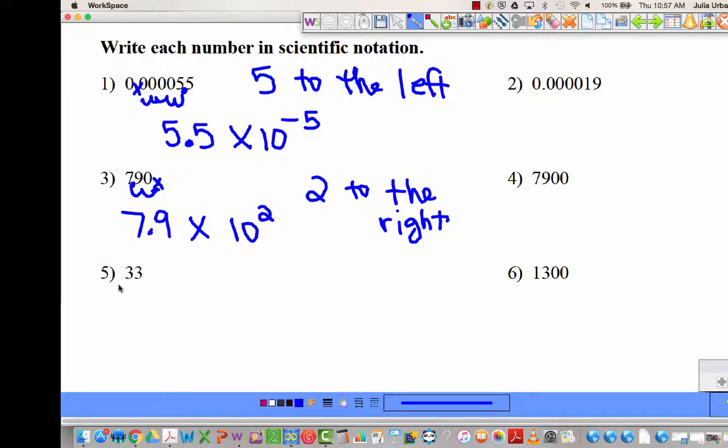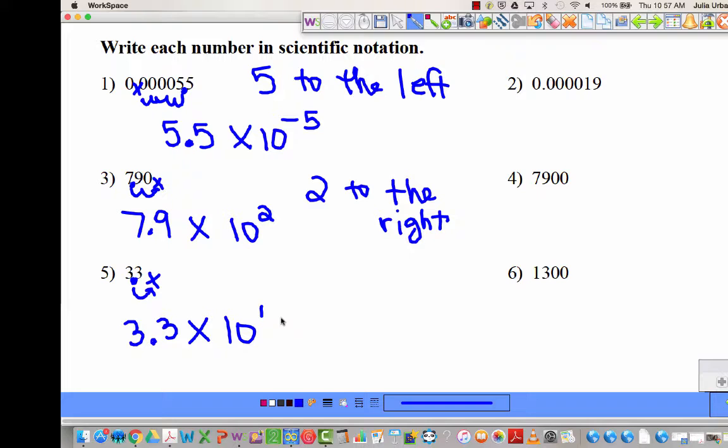Number 5. Where is my X? Yes. Where does my dot go? After the first 3. Good. So I rewrite the 3.3, and I say times 10. That's what scientific notation needs. And then it's a positive or negative. Positive. From the dot to the X, you're going to the right. And how many places did I move it? 1. Okay. What do you think it means if you didn't move to the right or to the left, if they're in the same spot? 10 to the what then?